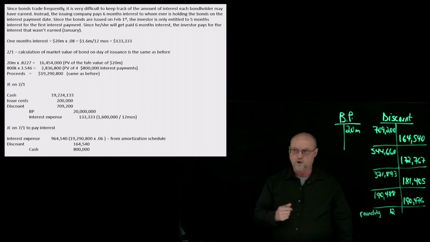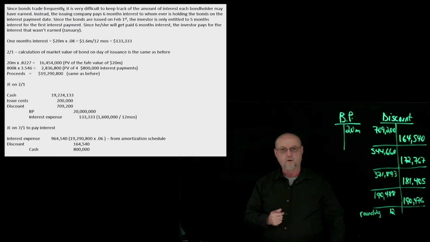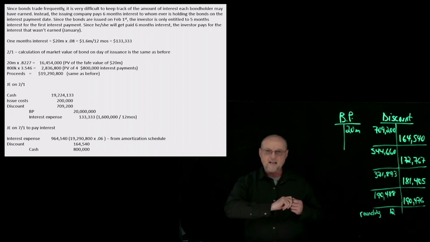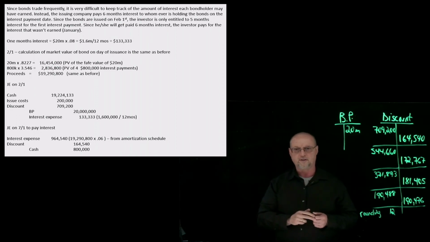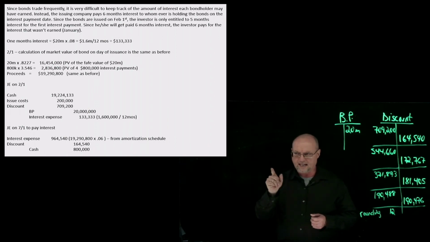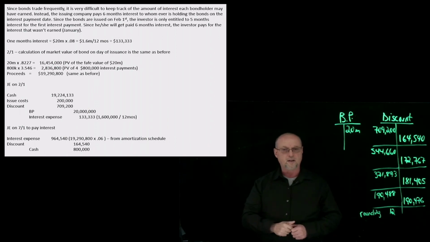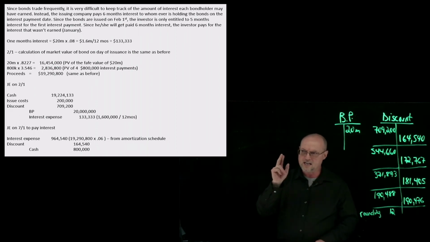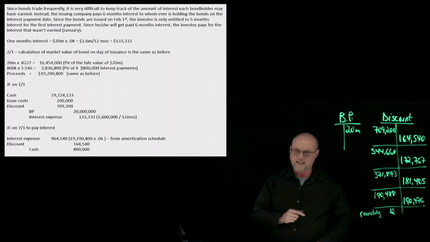Okay, we debit issue costs, just like we did before, and we know that the issue costs come out of the proceeds. And since we're going to pay the bondholders 6 months interest, but they only earned 5 months interest, we're going to collect 1 month's interest from them up front, the $133,000. So take the initial proceeds from our first example, $19,290,800.